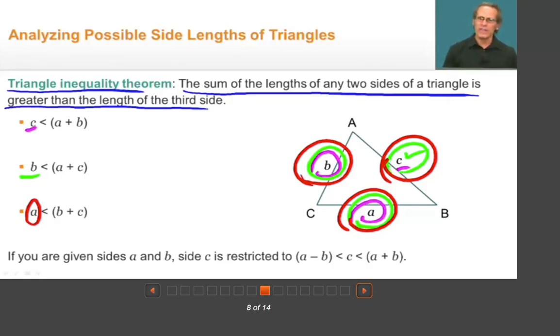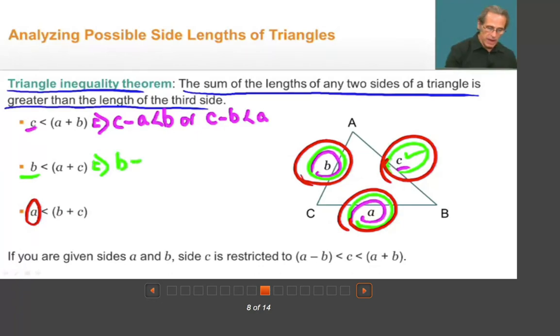A different way of thinking about this theorem is that each possible pair of two sides must subtract to be smaller than the third side. In other words, it's not far-fetched to take this inequality and think about it a little differently: C minus A must be less than B, or C minus B must be less than A. And we can do this with any of the three inequalities.